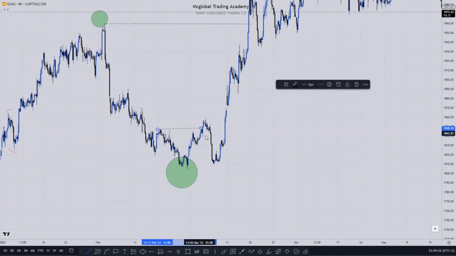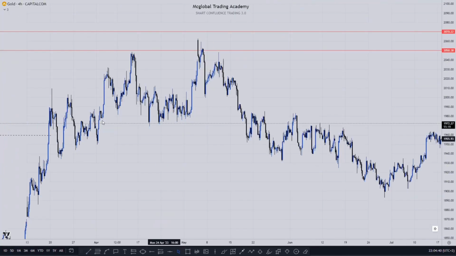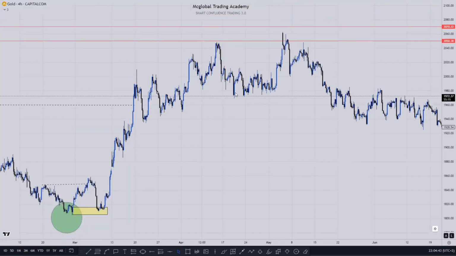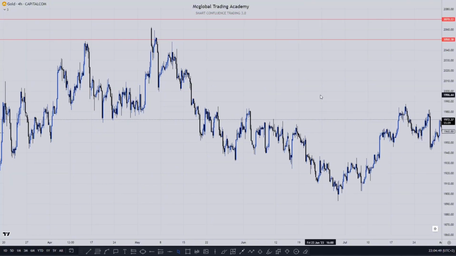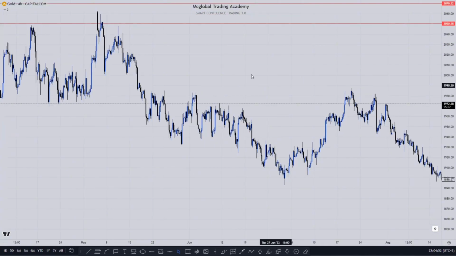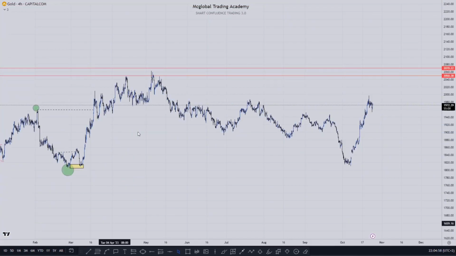Like this, change of character, internal, came all the way to the demand. Like this, that was an entry, targeting there, or targeting the shift of order flow. You notice that they shifted around this level. You would have maximized all those gains just by following structure and order flow. So after they broke this structure, they shifted order flow around here, making that a higher high.